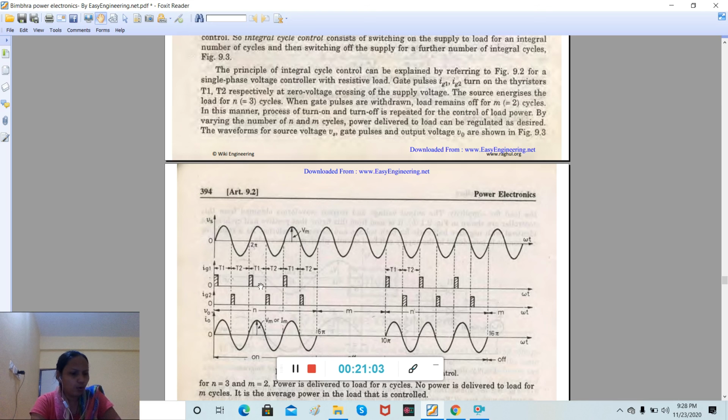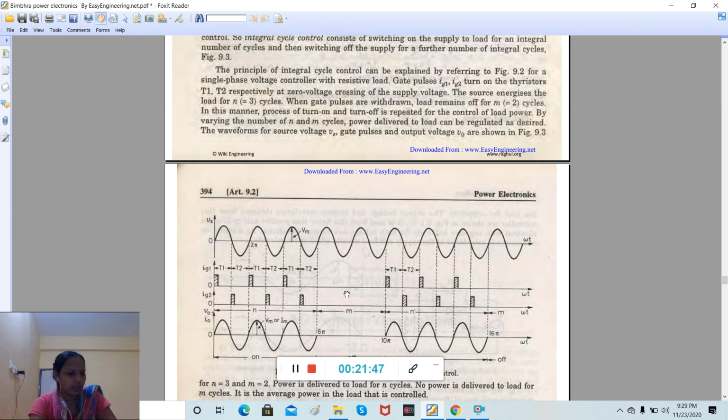When gate pulses are withdrawn, the load remains off for m equal to 2 cycles. When gate pulses are removed, the thyristors remain in the off state. That's why the load remains off for m cycles. This is 1 cycle and this is 1 cycle, so here m is equal to 2. That means the load remains off for m cycles. In this manner, the process of turn on and turn off is repeated for the control of load power. By varying the numbers n and m, the power delivered to the load can be regulated.